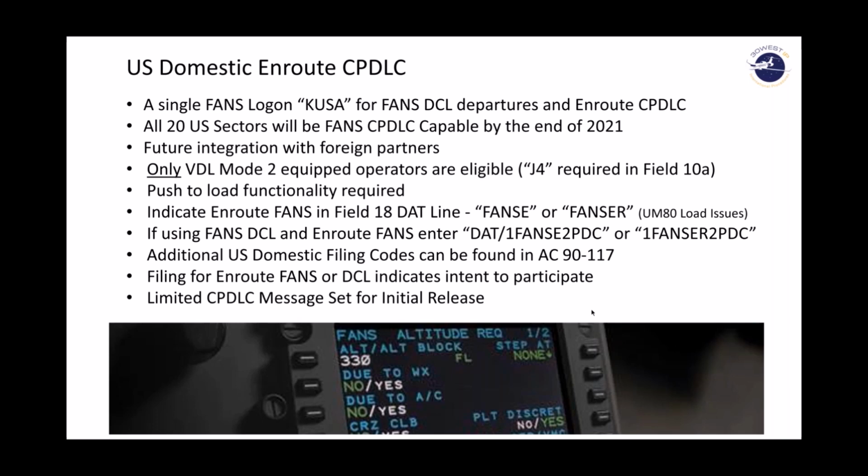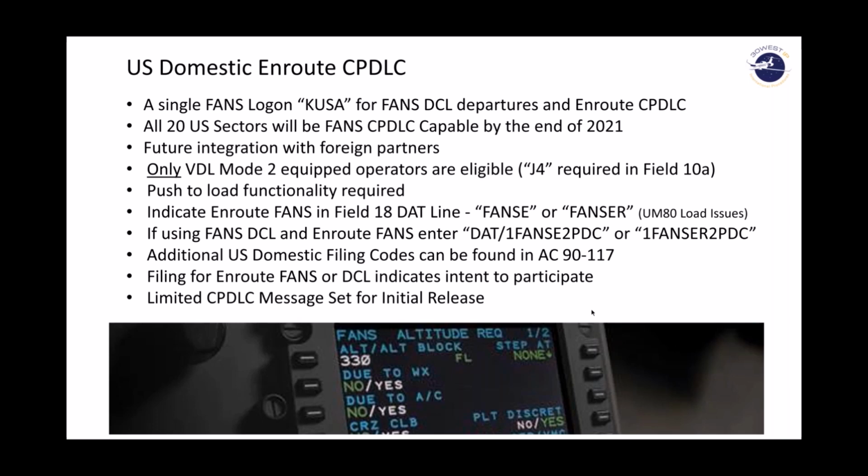As opposed to in the past, you're probably used to filing to show equipment capability. With the DAT line, it indicates your intent to participate. And this is particularly important now during the testing phases of this program. Even though Kansas City and Indianapolis are up and live right now, they are in the testing phases. And so by filing the one FANS E2 PDC, that indicates your intent to participate using FANS to pick up your departure clearance and then PDC as a backup.